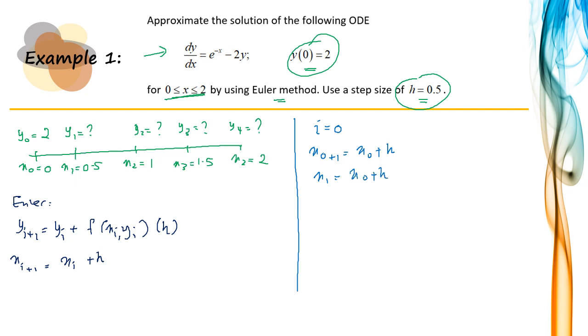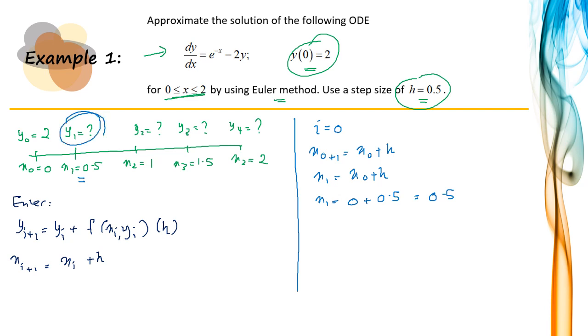So substitute the value. x1 is equal to x0, which is 0, plus h, which is equal to 0.5. So x1 is equal to 0.5. So we have x1 equal to 0.5. Now we are going to find our y1.